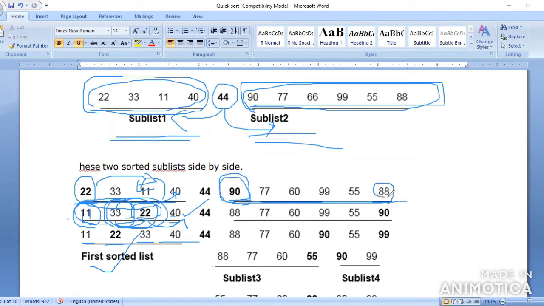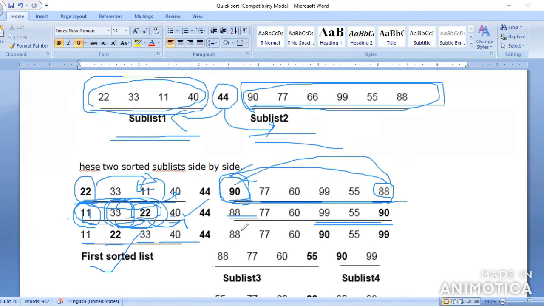So 88, compare with 99, 88. 88 is smaller than the pivot element. Now what we'll do: the left side is always less than the pivot element and the right side is always greater than the pivot element. So you have to swap the key values. So 88, 77, 60, 99, 55, 90.